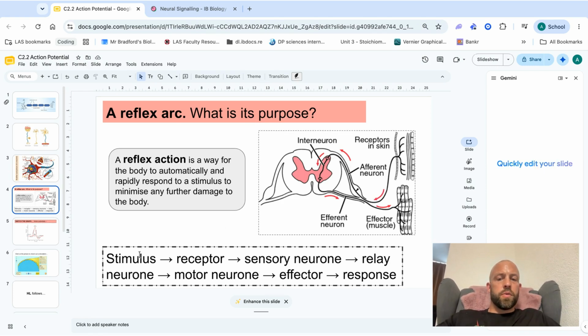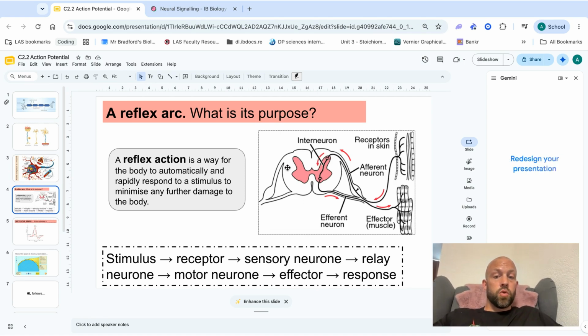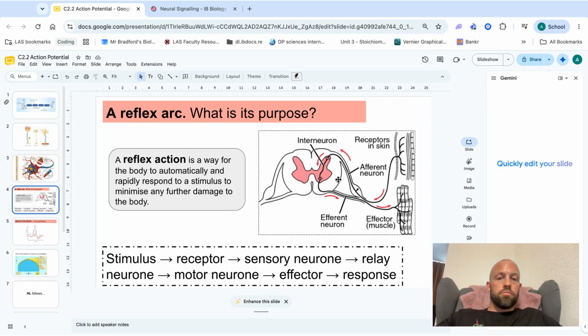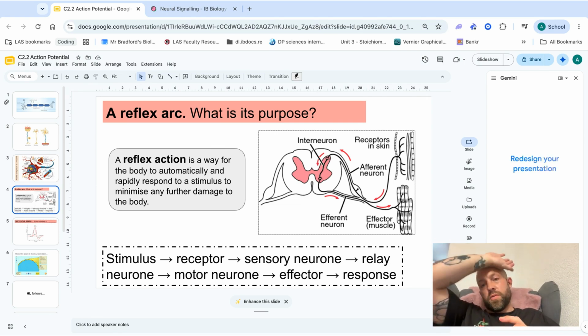And our simple pathway would be a stimulus. Then we have our receptor, which is happening here in the skin. The sensory neuron is transmitting that signal to the relay neuron, which is found in the spinal cord. So this is a cross section of a spinal cord, and our motor neuron. This is not anything that you have to think about. It's like if you touch a candle or sit on a pin, you're going to respond without thinking. It's just coming from the central nervous system, and this is to minimize any damage. Because if you had to think, wait a minute, that's really hot, I need to put this down, you've burnt your hand.